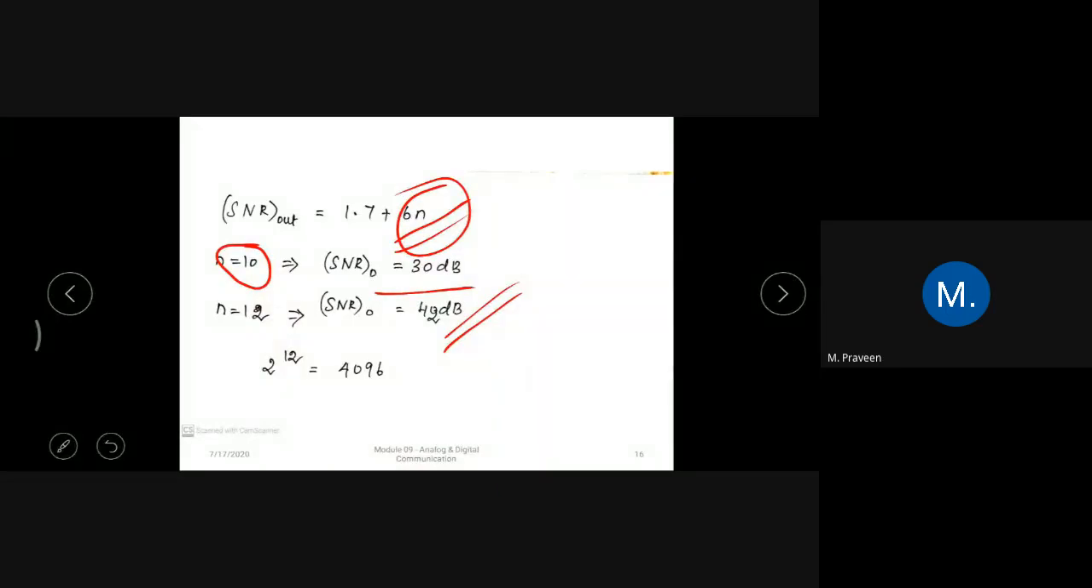They're asking for the entire number of quantization levels, so that must be 2 to the power of n. Here n is equal to 12. 2 power 12 is 4096. So 2 power 10 is 1024, then 2048, then 4096. So the quantization level we should follow is 4096 to achieve 42 dB as the SNR.